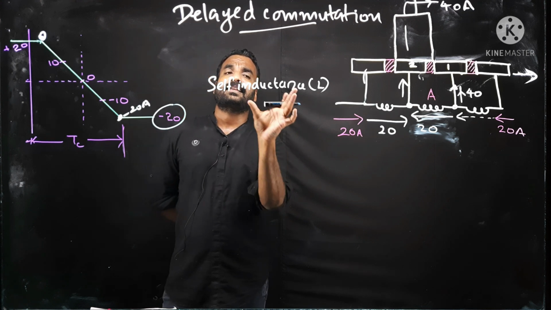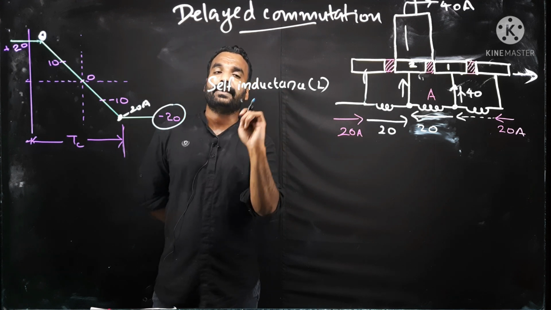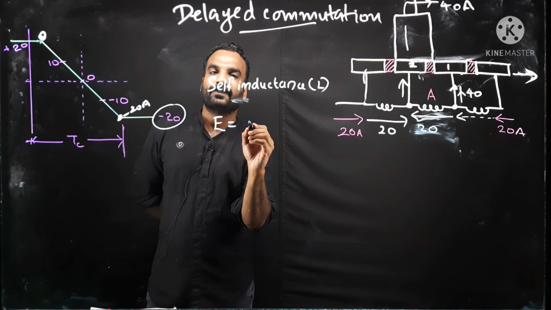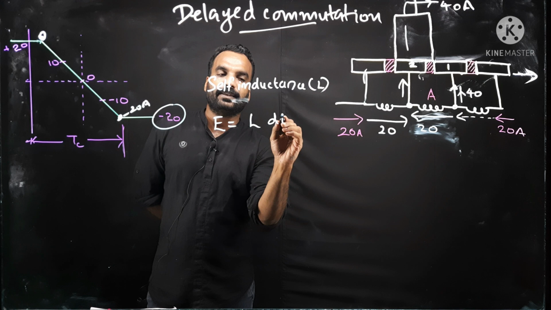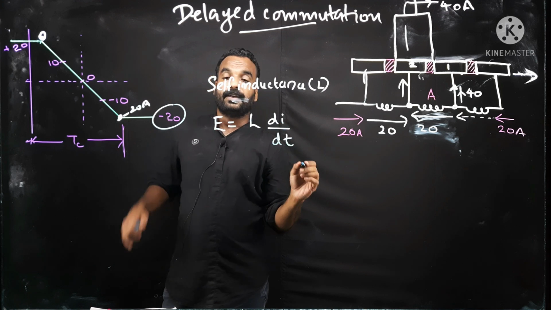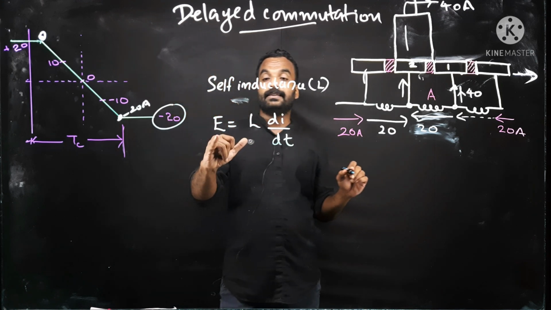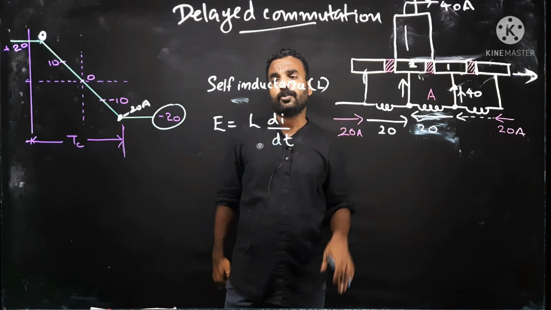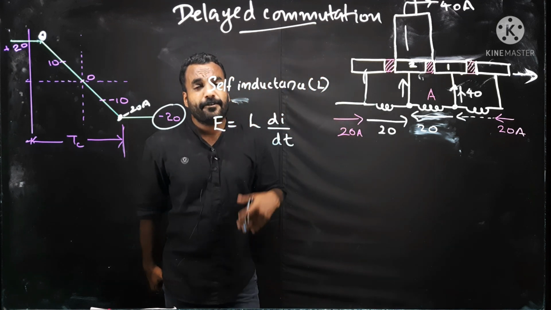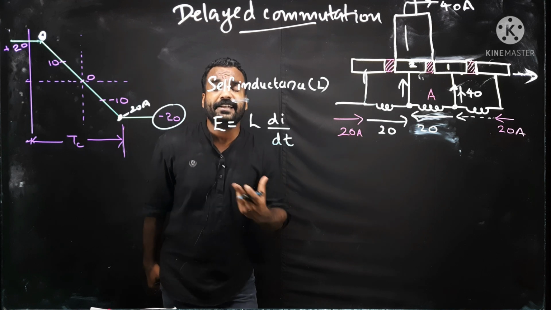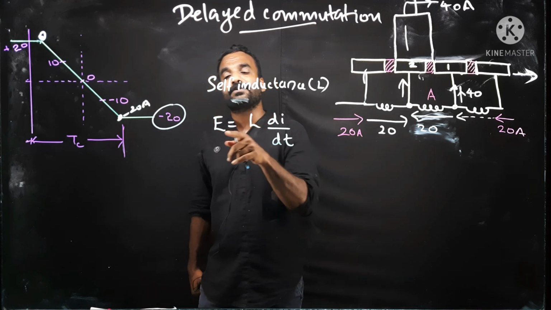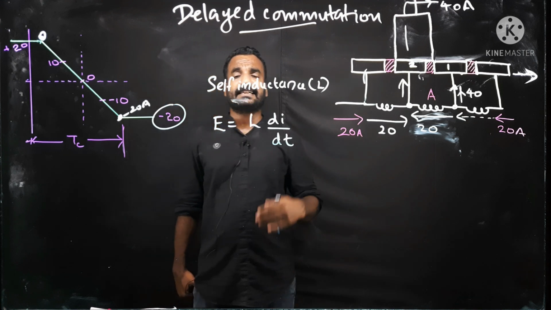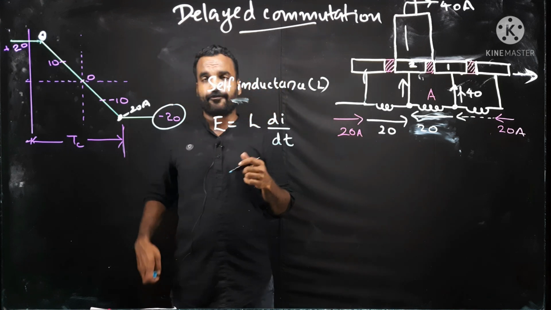Whenever current is changing, it will produce some EMF. That EMF, E, is equal to L di by dt. The EMF produced by an inductor is E equal to L di by dt, and L is the self-inductance. That is a property of an inductor. If current changes suddenly inside an inductor, it will produce an EMF.